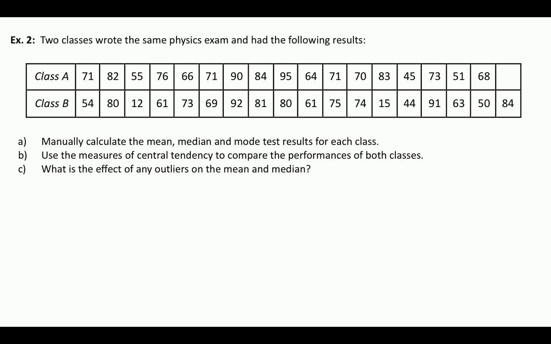In each case, we're going to go ahead and do class A together right now. For class B we'll simply report the results. After we finish class A, you may want to pause it, do it yourself, and see if you get the same answers as we do. So here's class A, and for the mean, first of all, we should note we have 17 data points. We're going to take each of these data points, add them up, and divide by 17. Okay, so here we go.